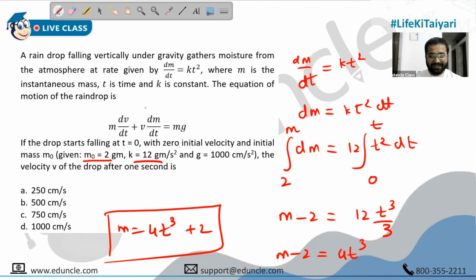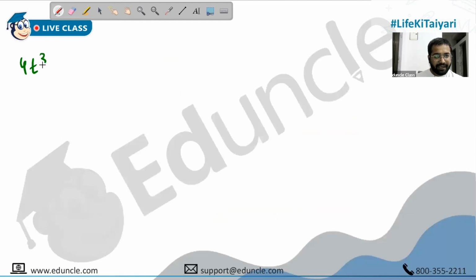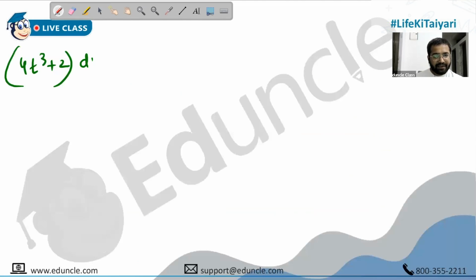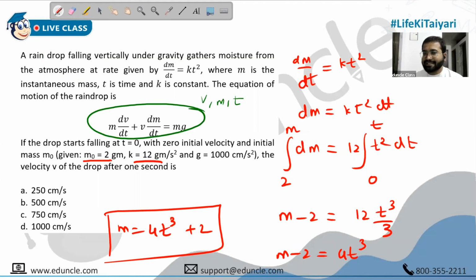Now substitute things here. I hope you have copied this much. So m into dv by dt, m is 4t cube plus 2. Okay, dv by dt. So now we have got only velocity and time. Now, initially, what is the problem, people? Here you have got 3 variables: velocity, mass, and time. So I had to find a mass-time relationship so that we get 2 variables. Understood? So I found a mass-time relationship. Now I will get only a 2 variable relationship.